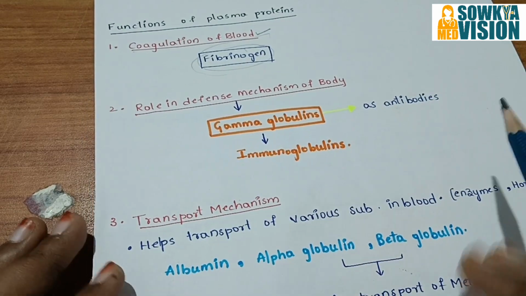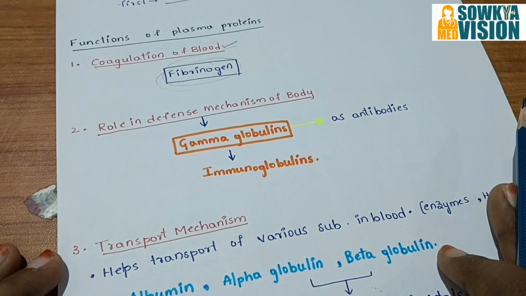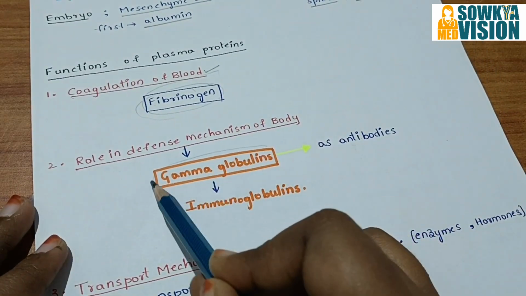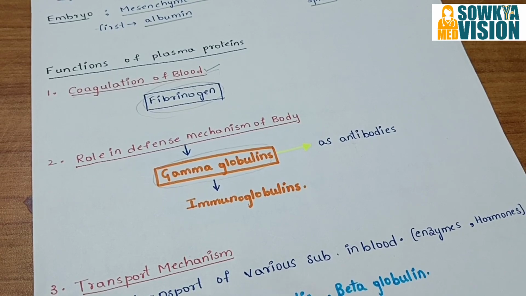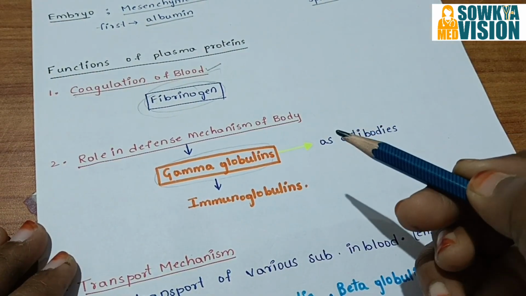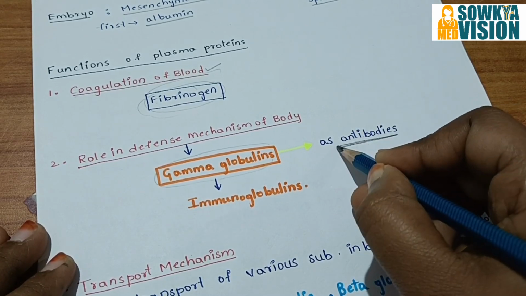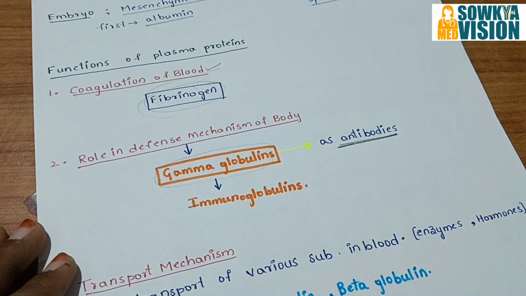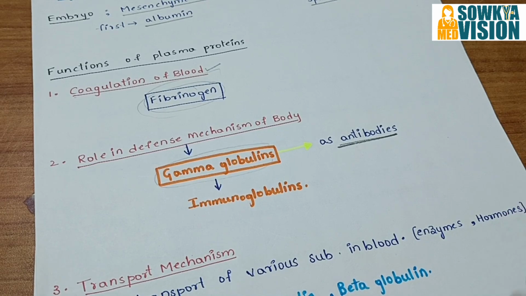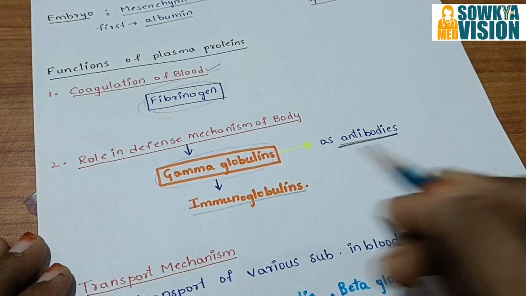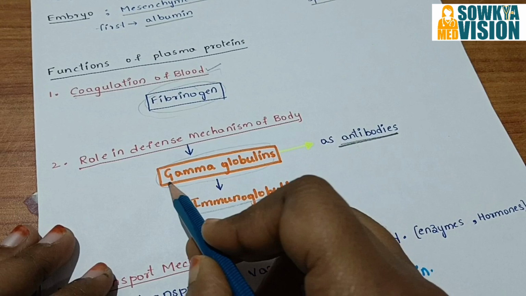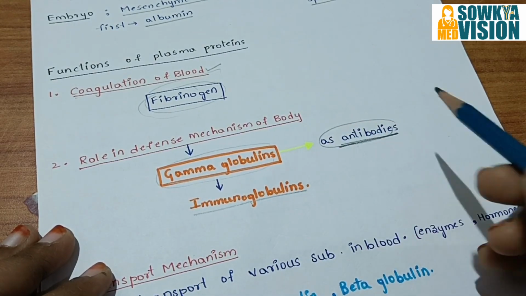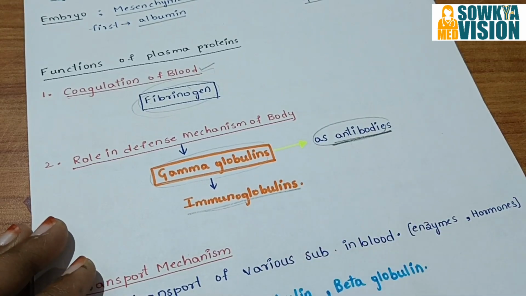Now, it also has a role in the defense mechanism. These are the gamma globulins involved in the defense mechanism. Gamma globulins are the types of globulins. They act as antibodies as they are involved in immunity, so they are called immunoglobulins. See, they are involved in the defense mechanism of the body by what? Gamma globulins.